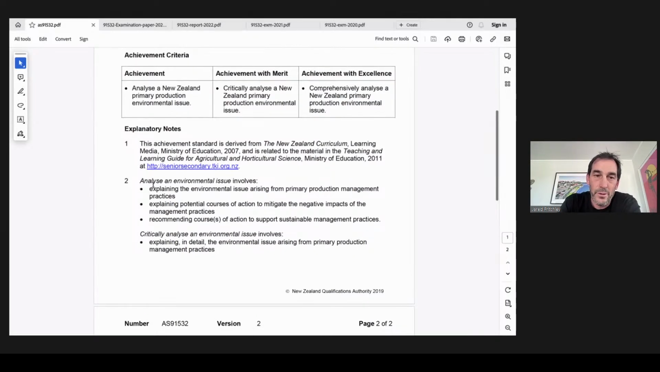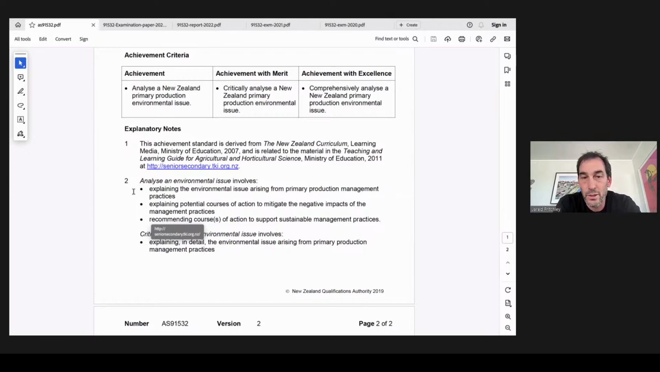So here is our achieve criteria, this part here. These 3 bullet points tell us the kind of things we've got to be able to cover to be able to pass the standard. The first part here is explaining the environmental issue arising from primary production management practices. So if we're looking this year at greenhouse gases as our environmental issue, then why is greenhouse gases an issue from your primary production system?